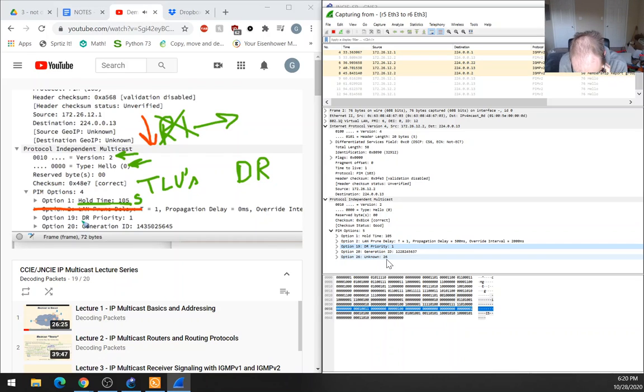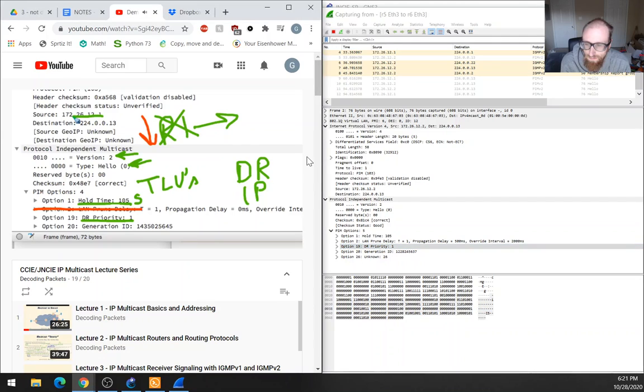So the election is carried out using this value of DR priority. By default, Junos, just as IOS, sets a DR priority of 1. So that means all the routers on a segment will be tied with the DR priority, and then they determine the outcome of the election using the highest IP. So they are also advertising their source IPs in the packet, so the highest IP wins. But DR priority can be manipulated to bias the outcome of this election. So by default, DR priority is 1.